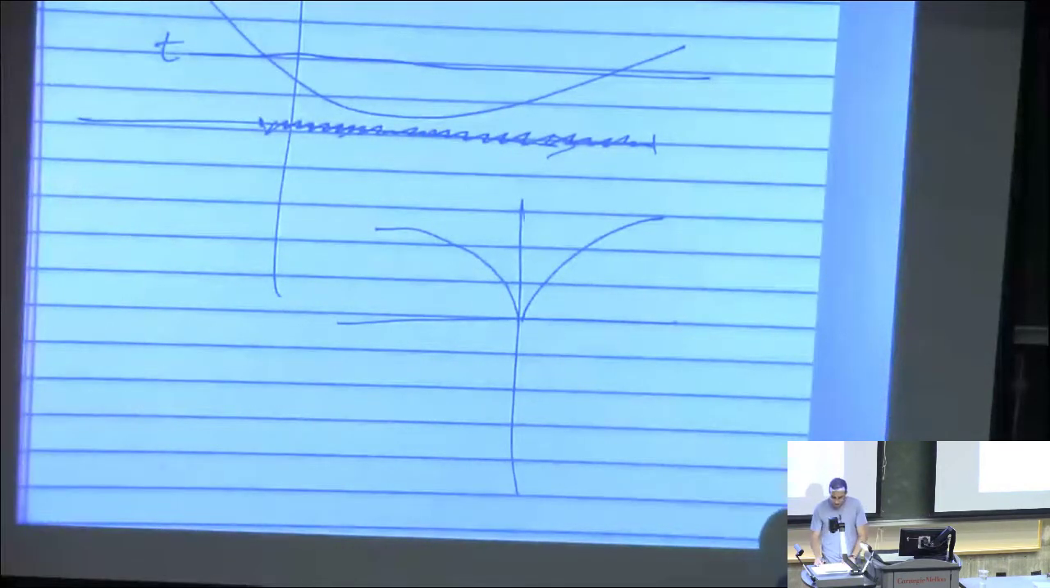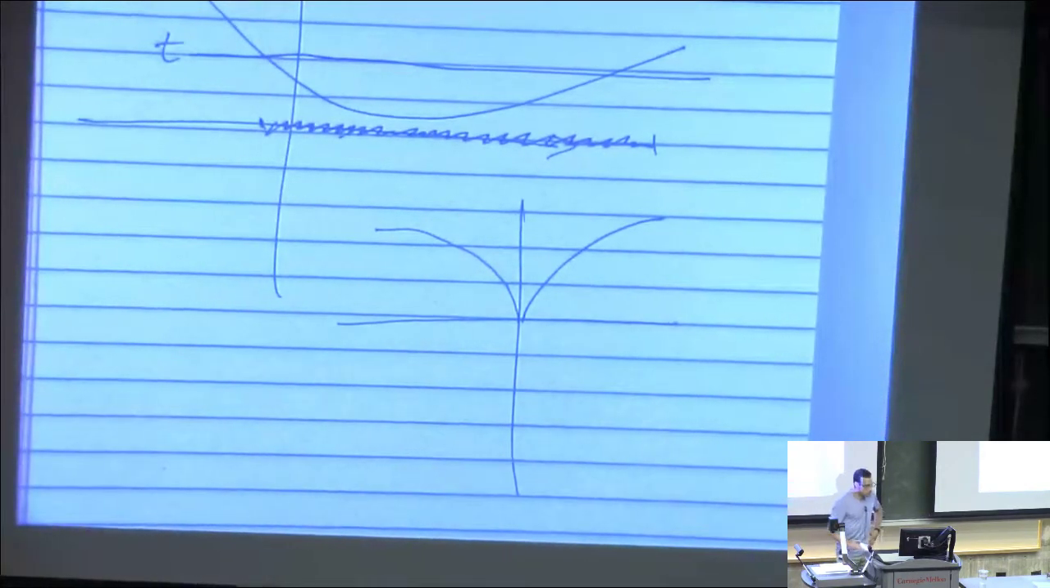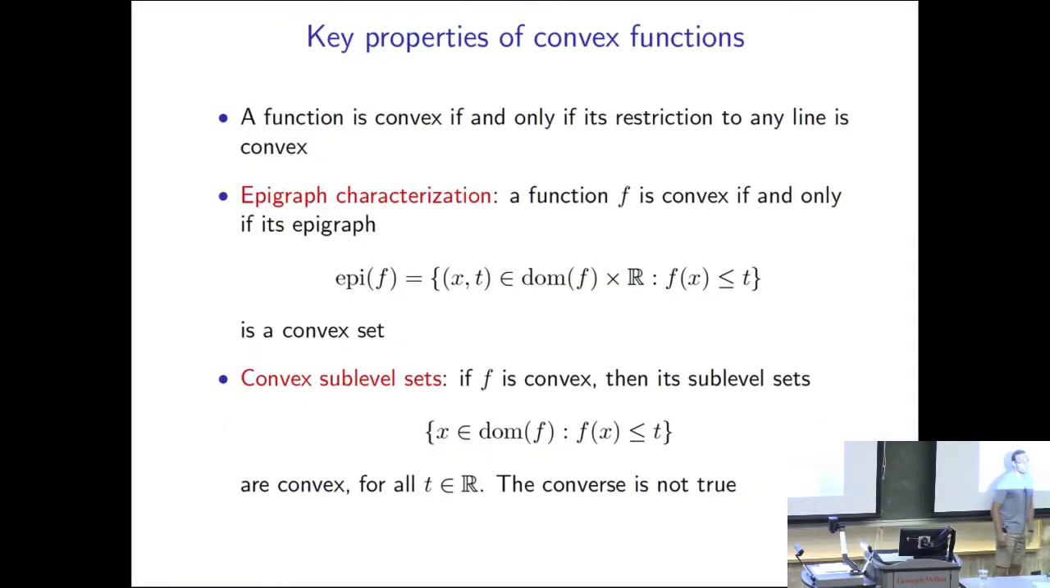Yes, I think I heard wavy parabola, which I'll interpret like this. So that guy has convex sublevel sets, but it's not convex. So functions that actually satisfy this property, they're called quasi-convex. It's a weaker property than convexity.